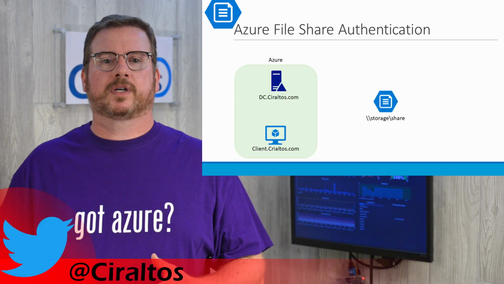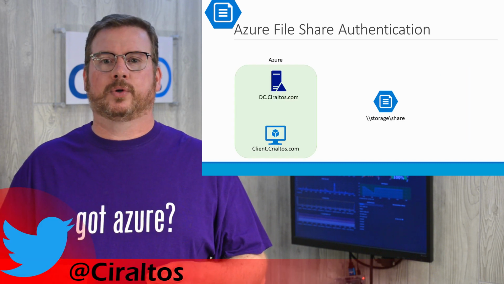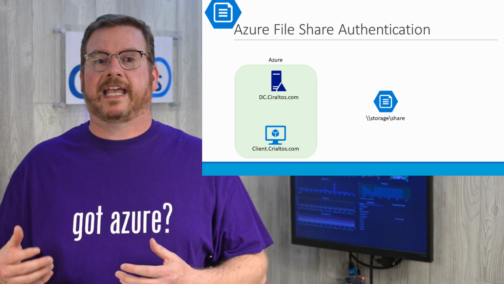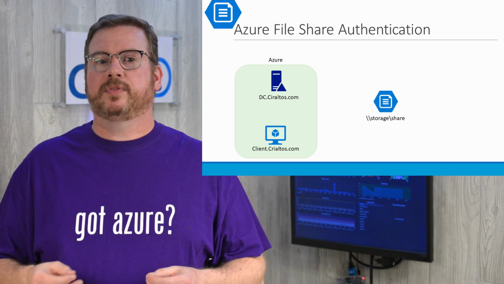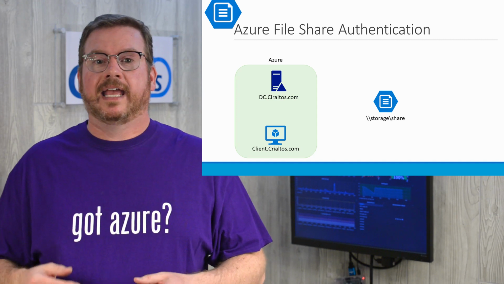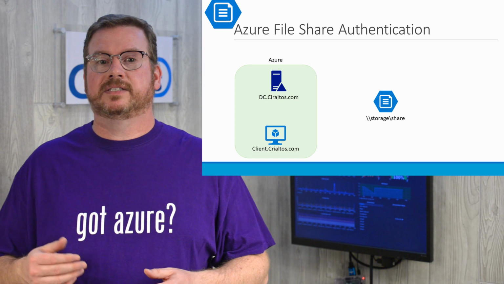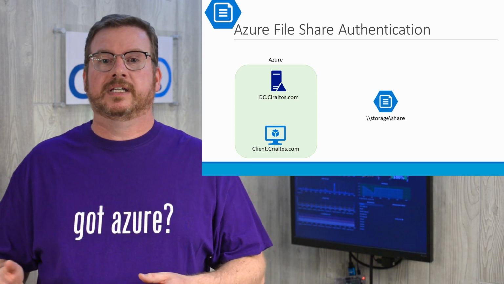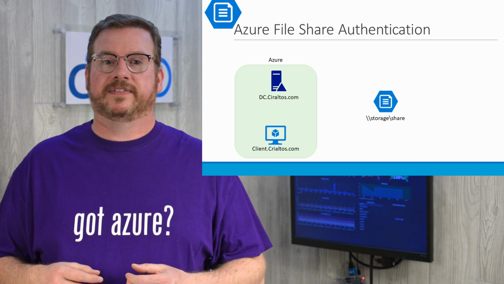Let's review how this works because you can't join a storage account to a domain like you could a server. I'm going to stick with just the Azure portion for now. Notice that both the VM client and domain controller are in the same VNet, and note that the client VM is domain joined. We can extend this to the on-premises VMs, but for now we're sticking to the Azure VNet.